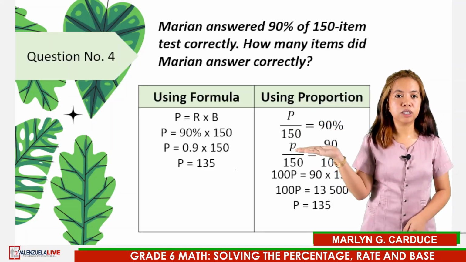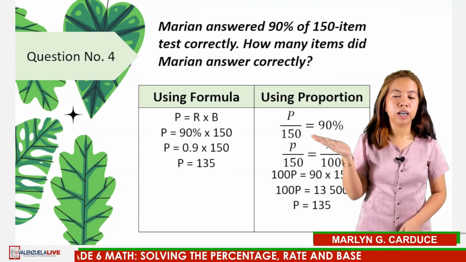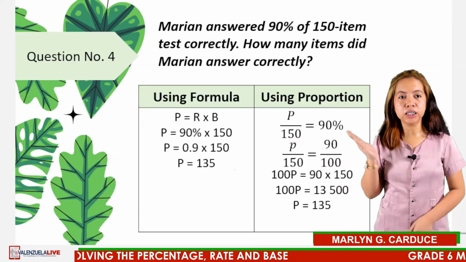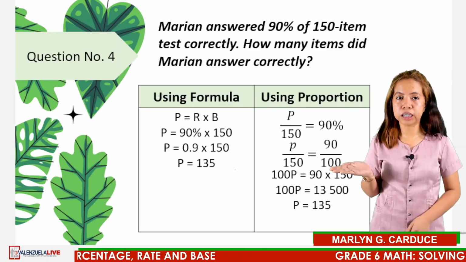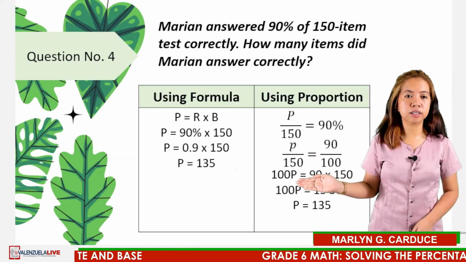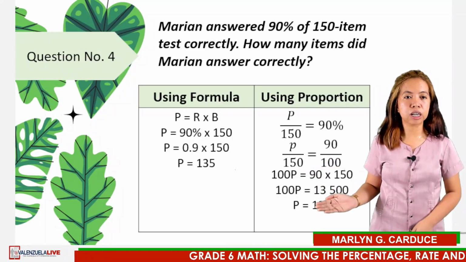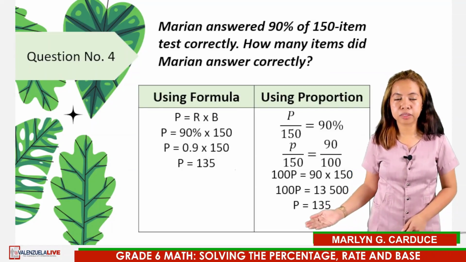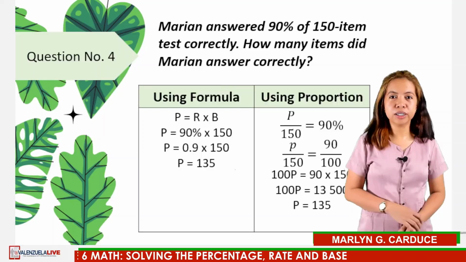The same thing when we use the proportion. Substitute all the values of the base and the rate. So percentage over 150 is equal to 90%. And then change 90% into a fraction with a denominator of 100, and then get the cross product. So P times 100, 100P. And then multiply 90 by 150 and we get 13,500. Then divide both sides by 100 and we get 135 as our percentage.